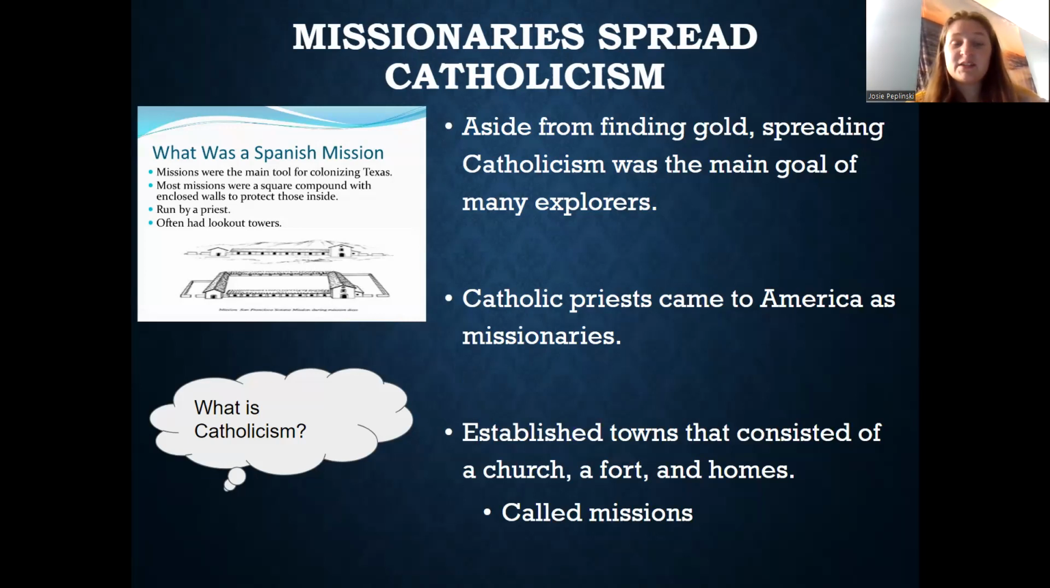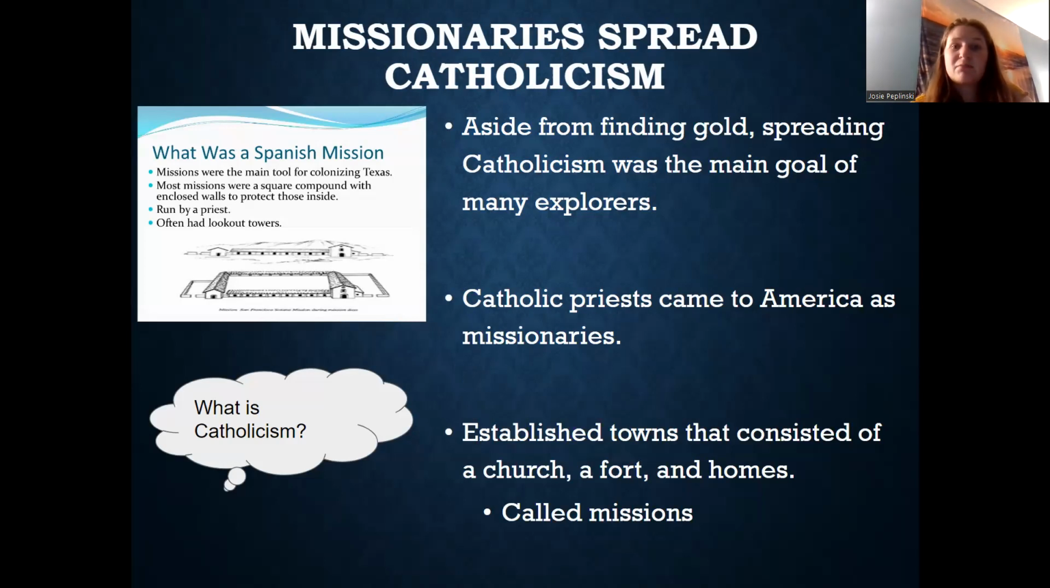One of the reasons for Spanish conquistadors coming to South America was to spread Catholicism. So Catholicism is a sect of Christianity. It was the original sect of Christianity, where one of their goals here is going to be to spread their religion to the native people of the Americas.